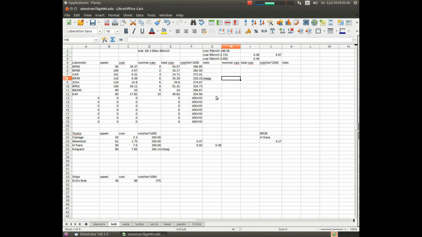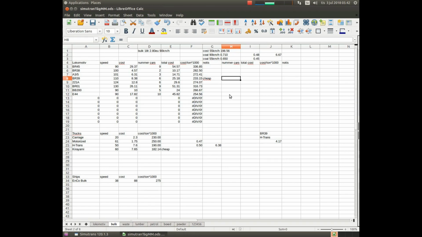What is actually interesting is what it costs for us to operate the train at 55 and 90 km per hour. I do some investigation. It will cost us 198.56 to operate the train at 55 km per hour and 233.15 at 90. So it's clearly more expensive to operate the train at 90 km per hour.